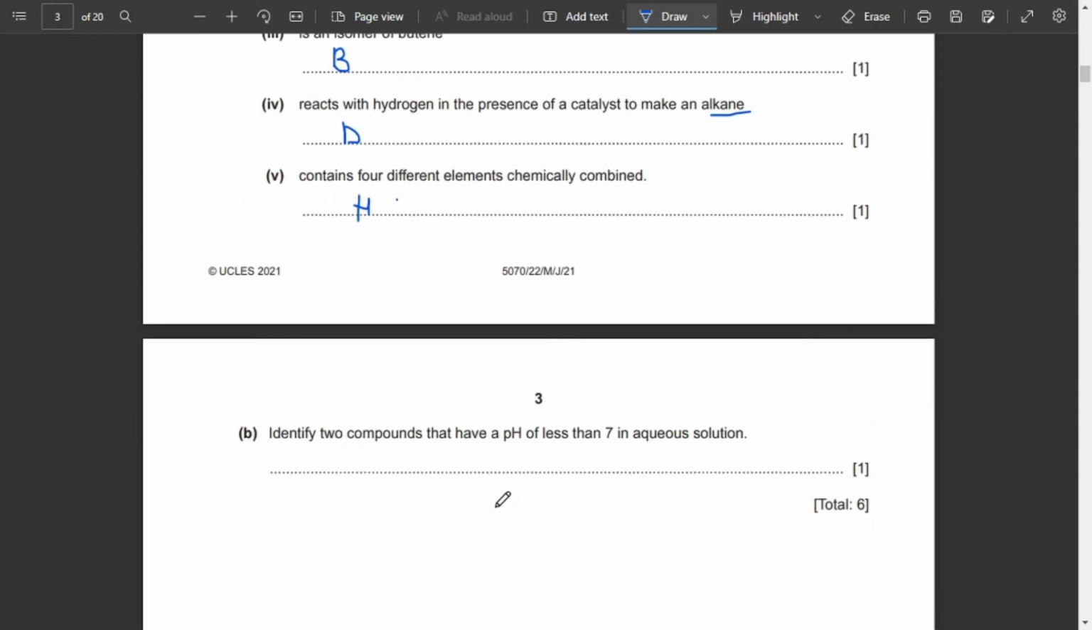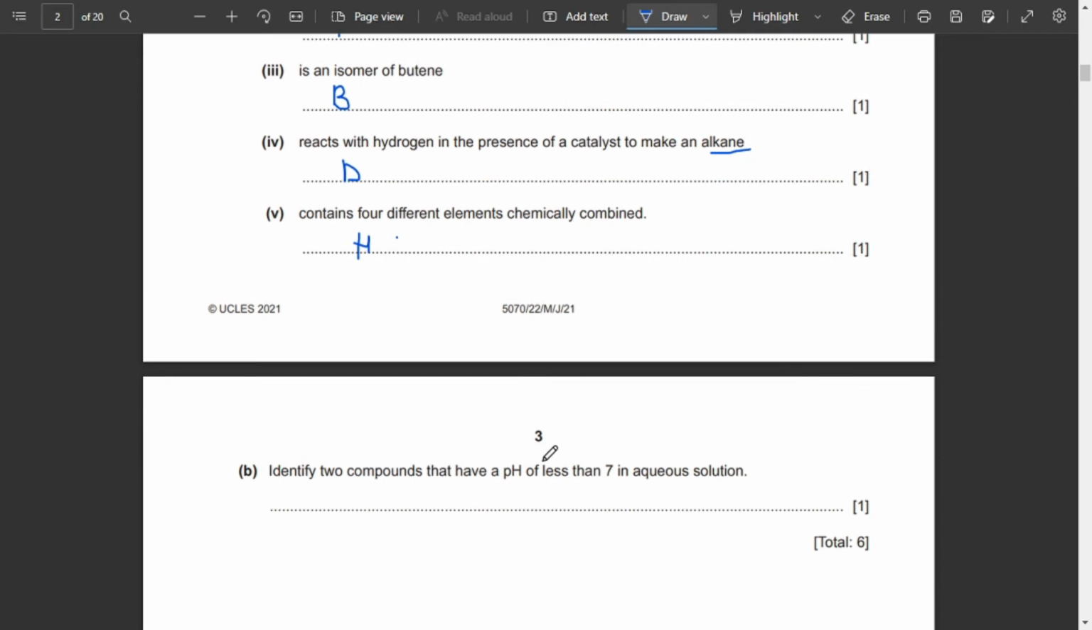Now, we even have a part B over here. Identify two compounds that have pH of less than 7 in aqueous solution. For less than 7 pH, we have to identify two compounds. Although it's a 1 mark question, if you only write one compound, you're going to get 0. So you must write two compounds no matter what.